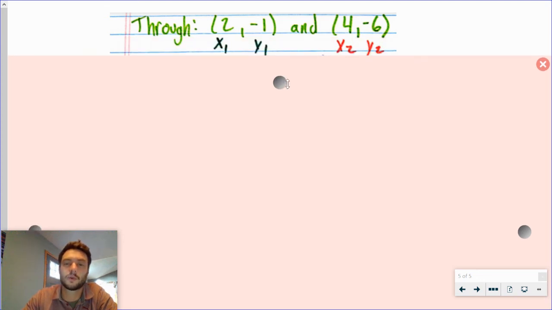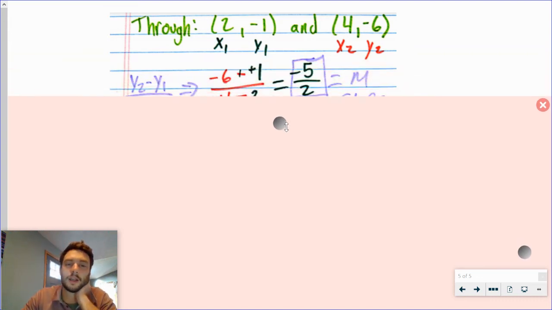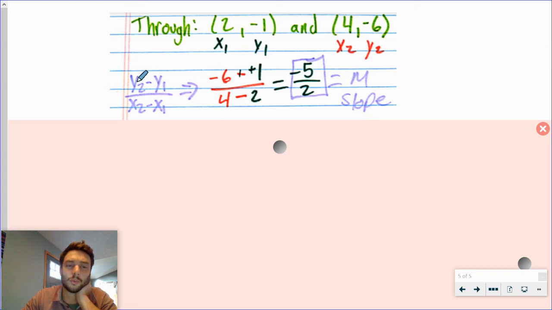Okay, so I like to label x1, y1, x2, y2. Once again, just make sure you're labeling these up so that when you plug them in, you're in good shape. And so if I do y2 minus y1, well, y2 is -6, minus y1, minus -1. Boom, that's why it already says plus a positive. Okay. And x2, 4 minus x1. X1 was 2, 4 minus 2. Well, 4 minus 2 is 2.